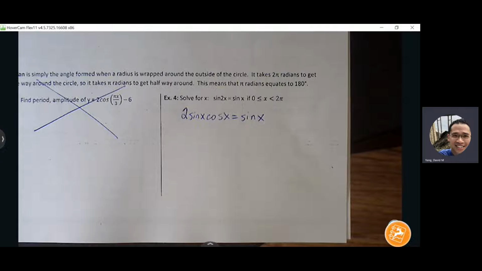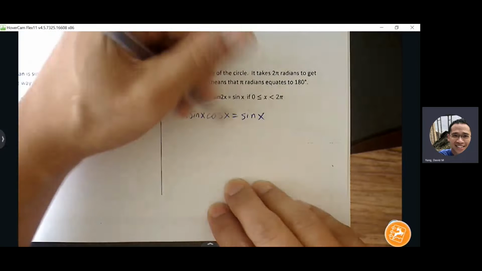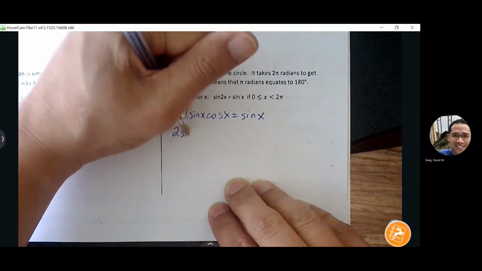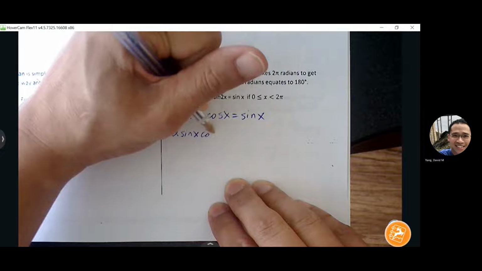but I don't ever want to do this. I don't want to divide both sides by sine x. Yes, algebraically that's not incorrect, but if you divide by a variable, you lose solutions. So we don't ever want to divide by a variable, especially if we're looking for solutions. Rather, we want to bring everything over to one side, subtract that sine x over, and set it equal to 0.